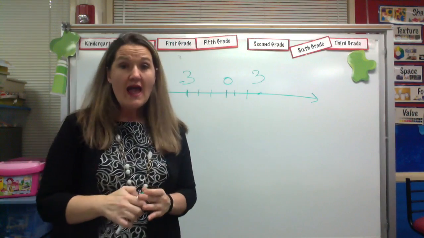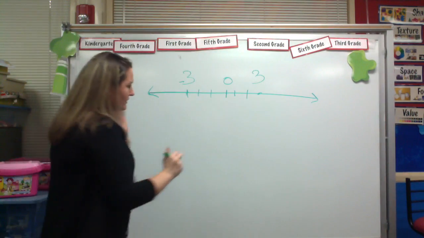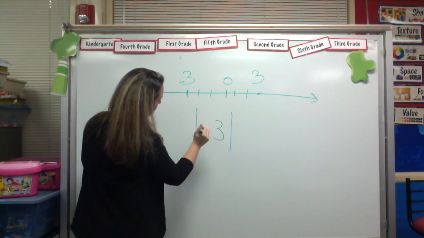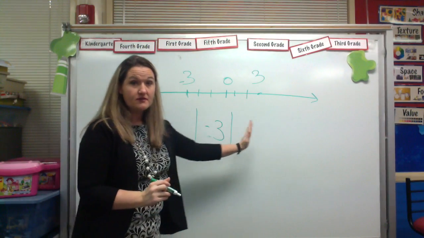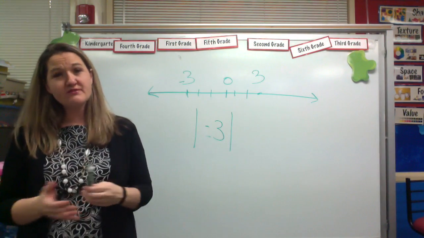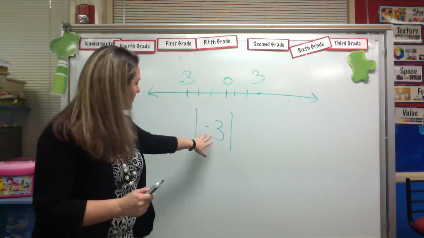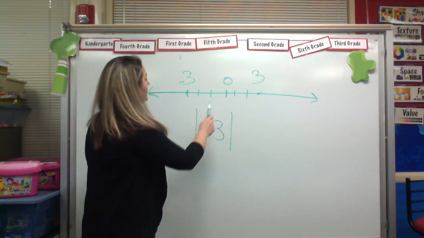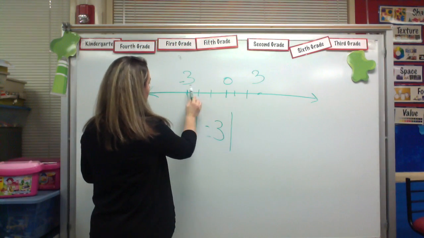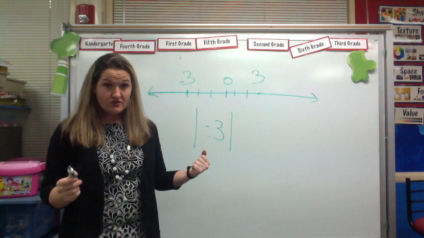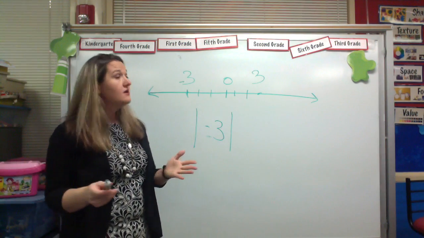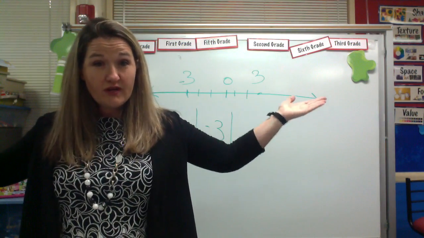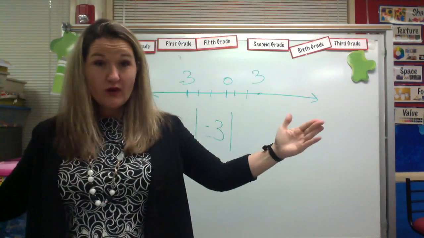So absolute value, you'll see absolute value written with 2 lines around the number. These 2 lines mean absolute value. And really, all absolute value is, is what is the distance negative 3 is away from 0? How far is it away from 0? Well, here's 0. How far away is it? 1, 2, 3. The absolute value of negative 3 is 3. Absolute value is always, always, always positive. All it wants to know is how far away. It doesn't even matter what direction, just how far away is it from 0.